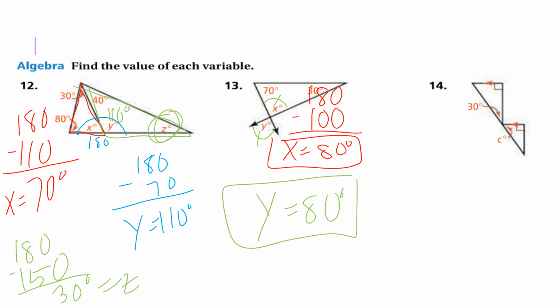Number 14 is a little bit tricky here. I have two parallel lines, shown by those arrows there, and then I have this line here that goes down, but I also have this transversal here, okay? So that being said, I'm going to erase this line.